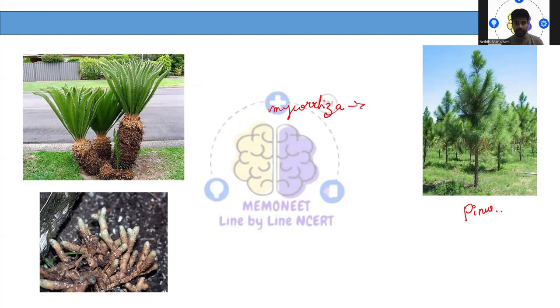Then there is another plant, this is Cycas. If you see the roots of these plants, you will also see that some of them are associated with bacteria or fungus. Basically, we know they are associated with the bacteria called cyanobacteria.